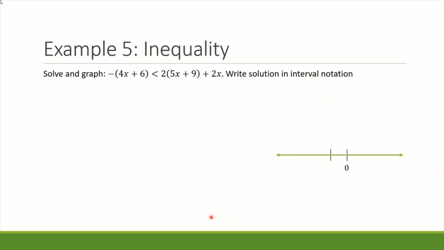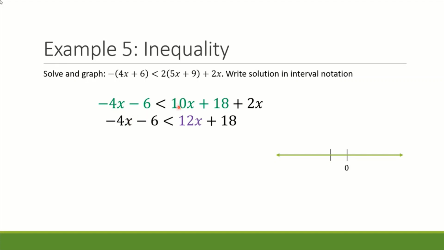So let's look at another example. You can kind of see that I distributed the negative for 4x plus 6, and I got negative 4x minus 6. And I distributed 2 over here, so 2 times 5x and the 2 times 9 gives me 10x plus 18. Combine like terms. So I combine the 10x and the 2x, and I get 12x.